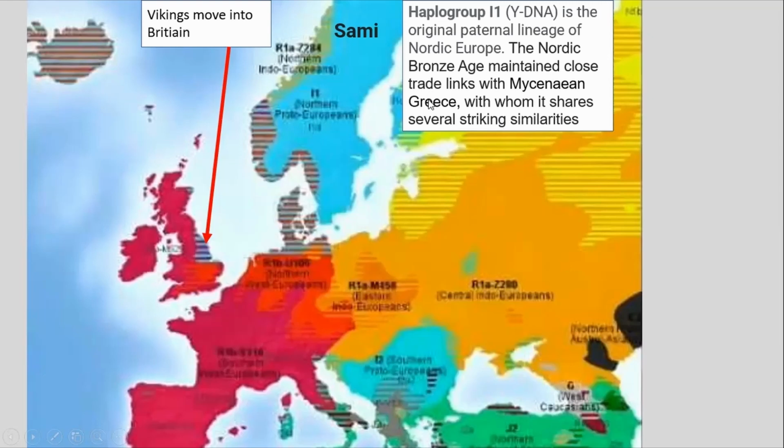Now, the Sami, do y'all see Sami up here? Those people are dark native people. They're dark native people, the Sami. And they lived at the top. If you remember the story of Joshua, he was told to drive all the Canaanites out of the land of Israel. He was told to drive them all out.